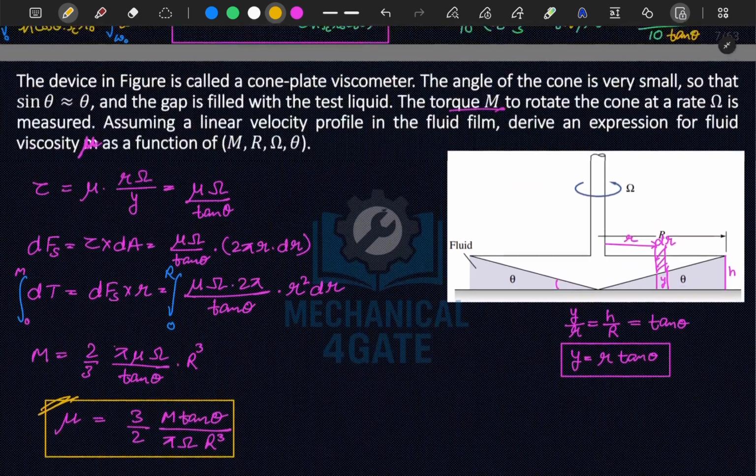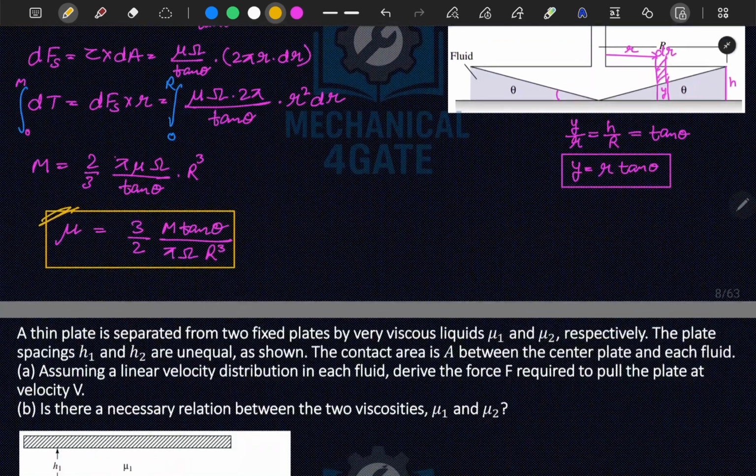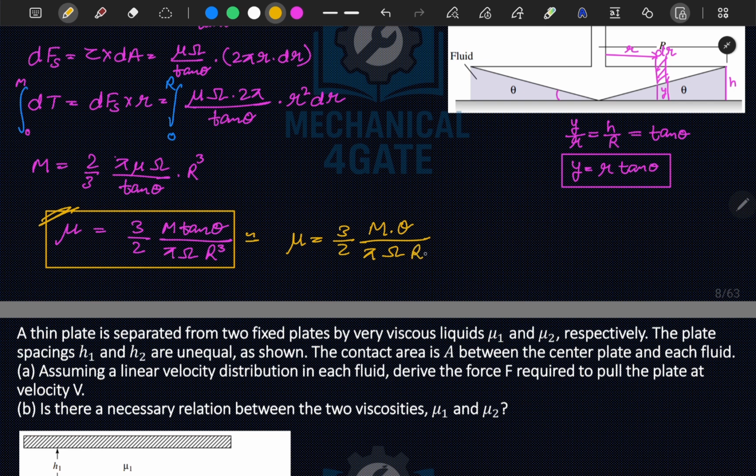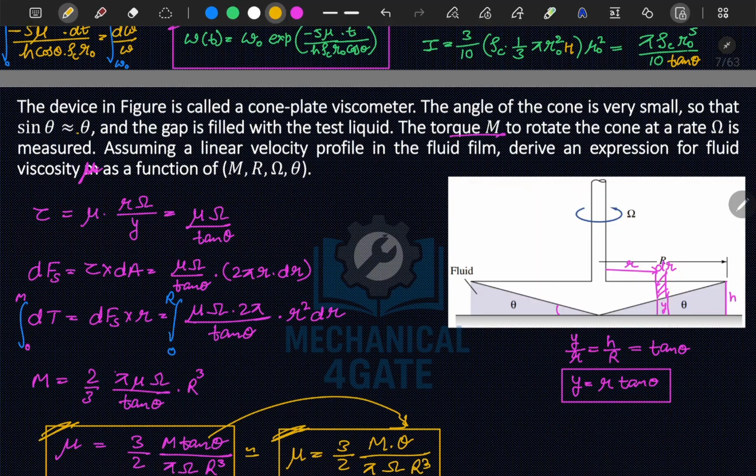And one more thing here, it is mentioned that sin theta is similar to theta. So our tan theta we can also write similar to theta. So we can write it as mu is equal to 3 by 2 m times theta divided by pi rho omega r cube. So this is also your correct one, and we have to do this, because it is mentioned already in the question that sin theta is similar to theta.